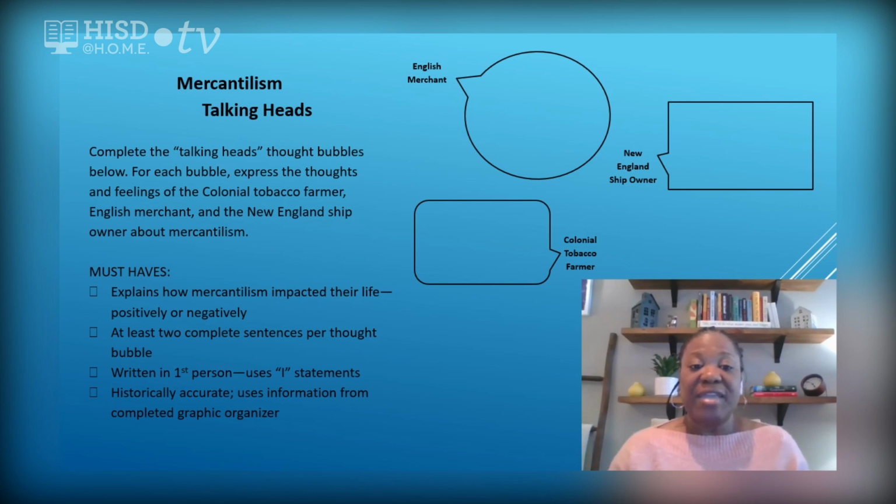I want you to explain how mercantilism impacted their life, positively or negatively. Give me at least 2 complete sentences per thought bubble. I want you to write it in the first person. Use I statements, okay? Because this is you putting yourself in the position of these people at that time. So I want you to say I and then fill in the rest of that. And then make sure that it's historically accurate and that you use the information from your graphic organizer. You should have created your graphic organizer on your paper. Just make sure that you refer to that to complete your assignment.